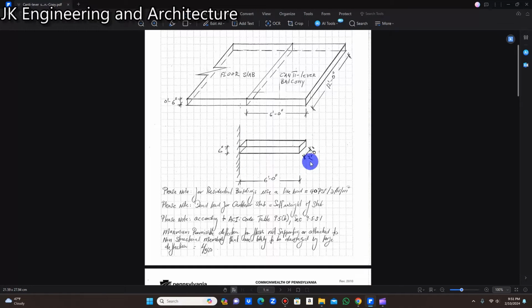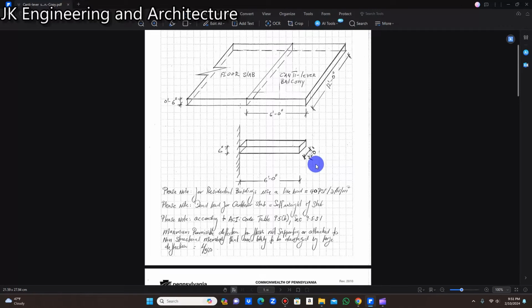And if you observe, I have taken a 1 foot strip. I do not need to design the entire length of the beam. So what I'm going to do is design 1 foot, and then I can duplicate that 1 foot design throughout the 12 feet.